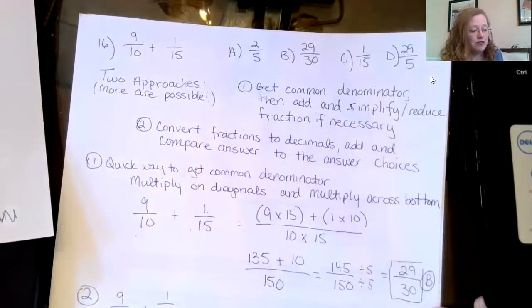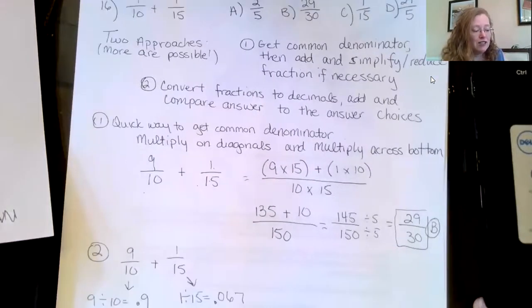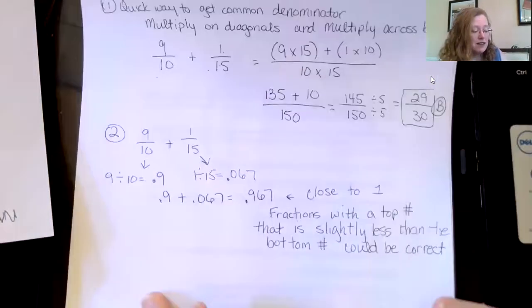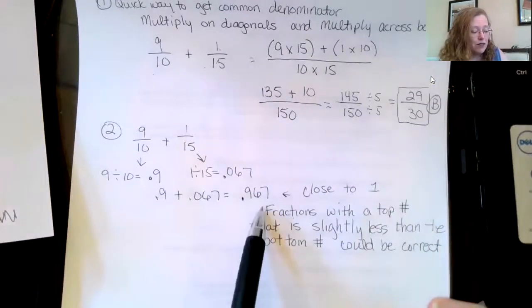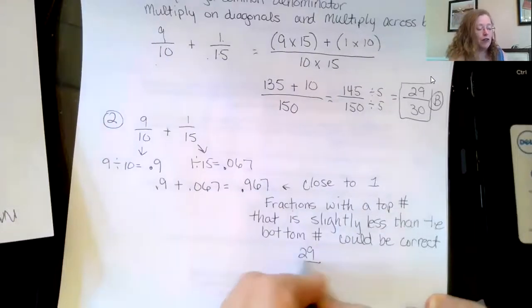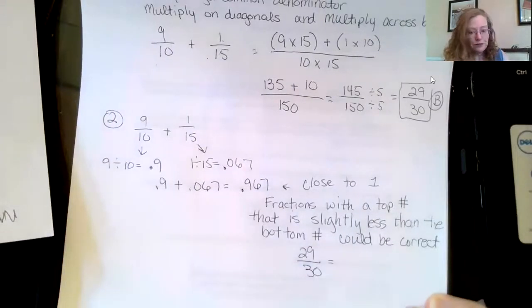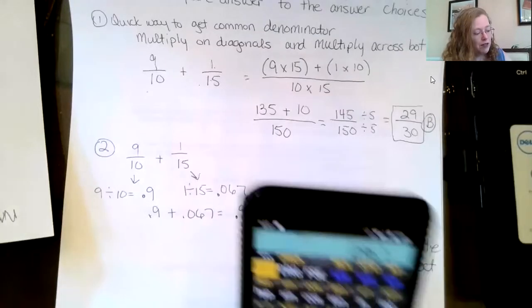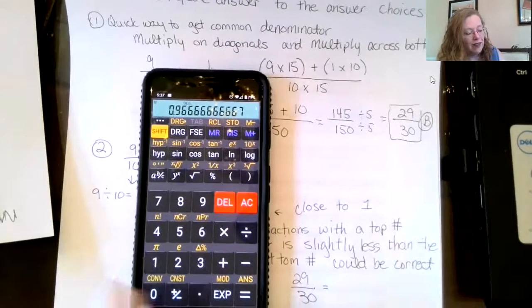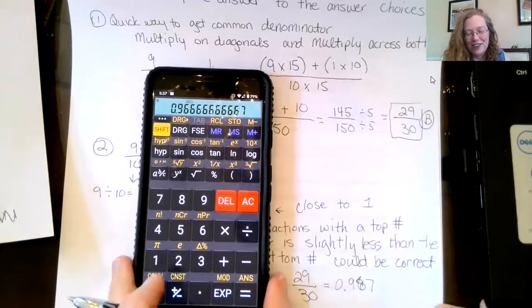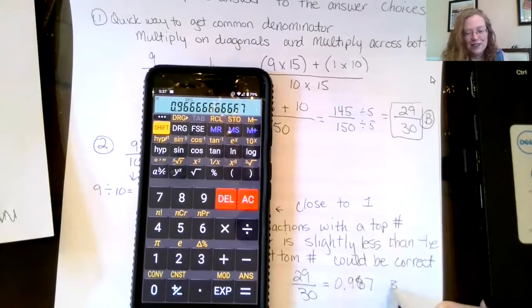So after turning it into decimals, I can just analyze the answer choices and see that 29 out of 30 is likely correct. I can confirm it with my calculator. 29 divided by 30 is equal to, well, look at that, that looks familiar, 0.967. It looks just like our other answer. So I know for sure letter B is correct. Either way works. To convince you, I'll do another set with you, okay?